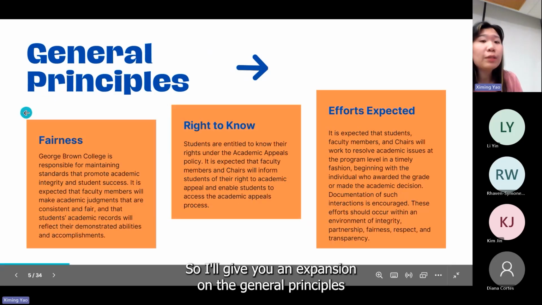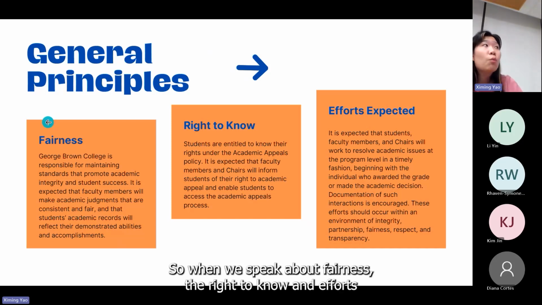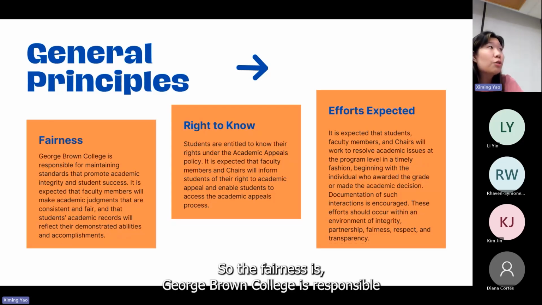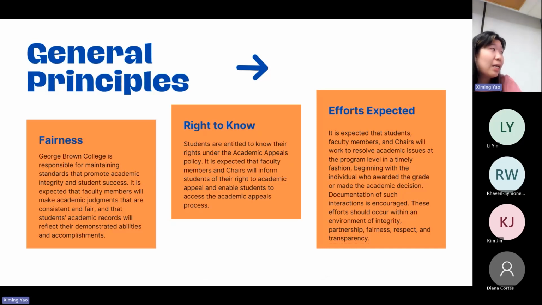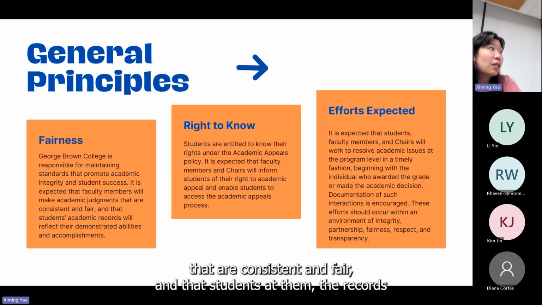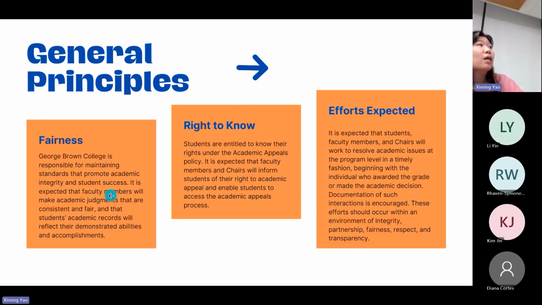Okay, so let me give you an expansion on the general principles that we mentioned earlier. When we speak about fairness, the right to know, and efforts expected, what are we speaking about exactly? Fairness means George Brown College is responsible for maintaining standards that promote academic integrity and student success. It is expected that the faculty member will make academic judgments that are consistent and fair, and that students' academic records will reflect their demonstrated ability and accomplishment.